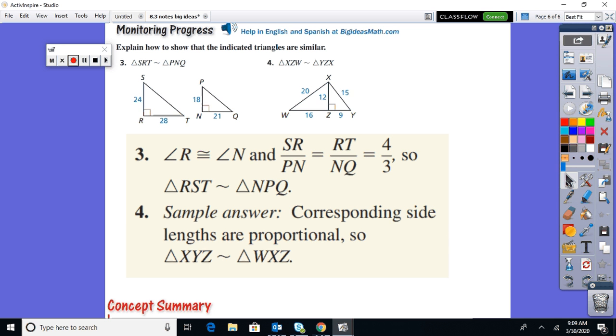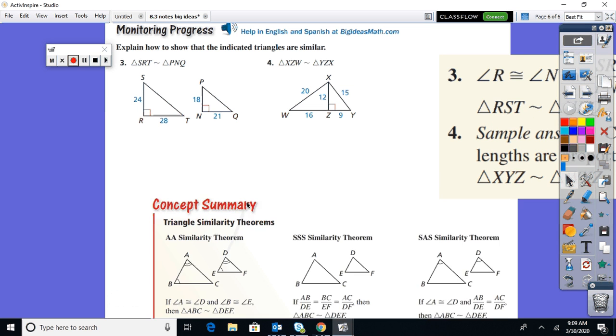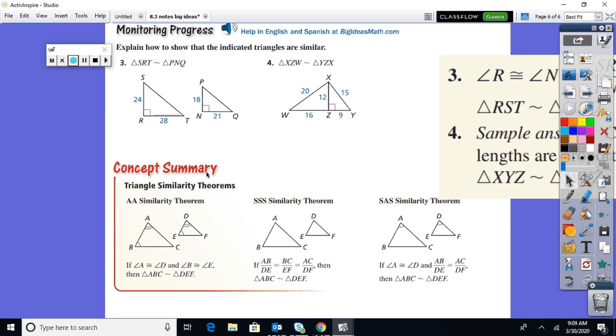All right. And our summary, you've got 3 ways to make triangles similar. You've got AA similarity, you've got SSS, and you've got sassy. All right, guys, quick review of section 8.3. Hope you enjoyed it. And again, you can watch this as a review for Thursday's quiz.